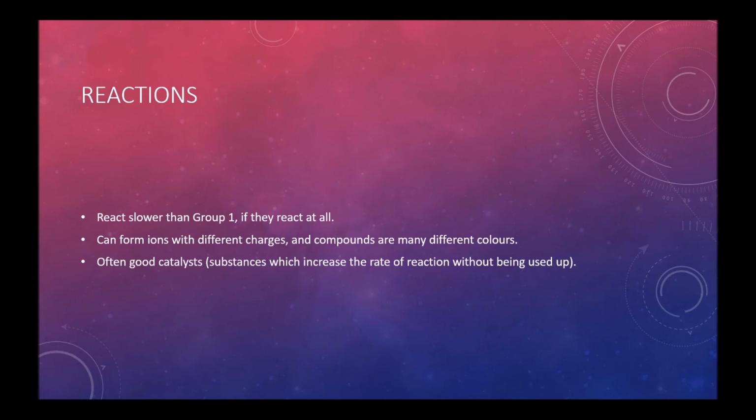Some of them hardly react at all. For example, gold does not react with air or water at all. And they can form ions with different charges. For example, iron can form an ion with a 2+ charge or a 3+ charge. The compounds they create are many different colours, like iron(II) is green, copper's blue, just for a couple of examples. And they're often good catalysts. A catalyst is something that increases the rate of reaction without actually being used in the reaction.